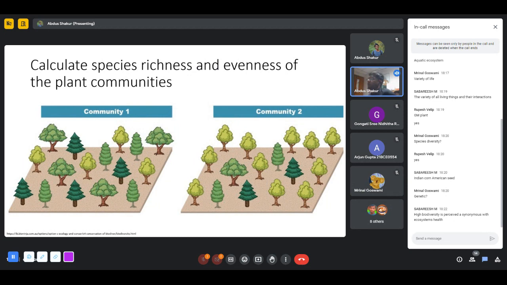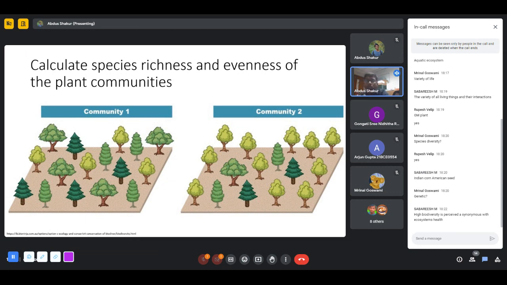So to do that, we need one of the basic things. The first thing we go through is documenting the species, and once you start documenting the species, you try to understand this concept called species richness, which means the number of species present in an area.